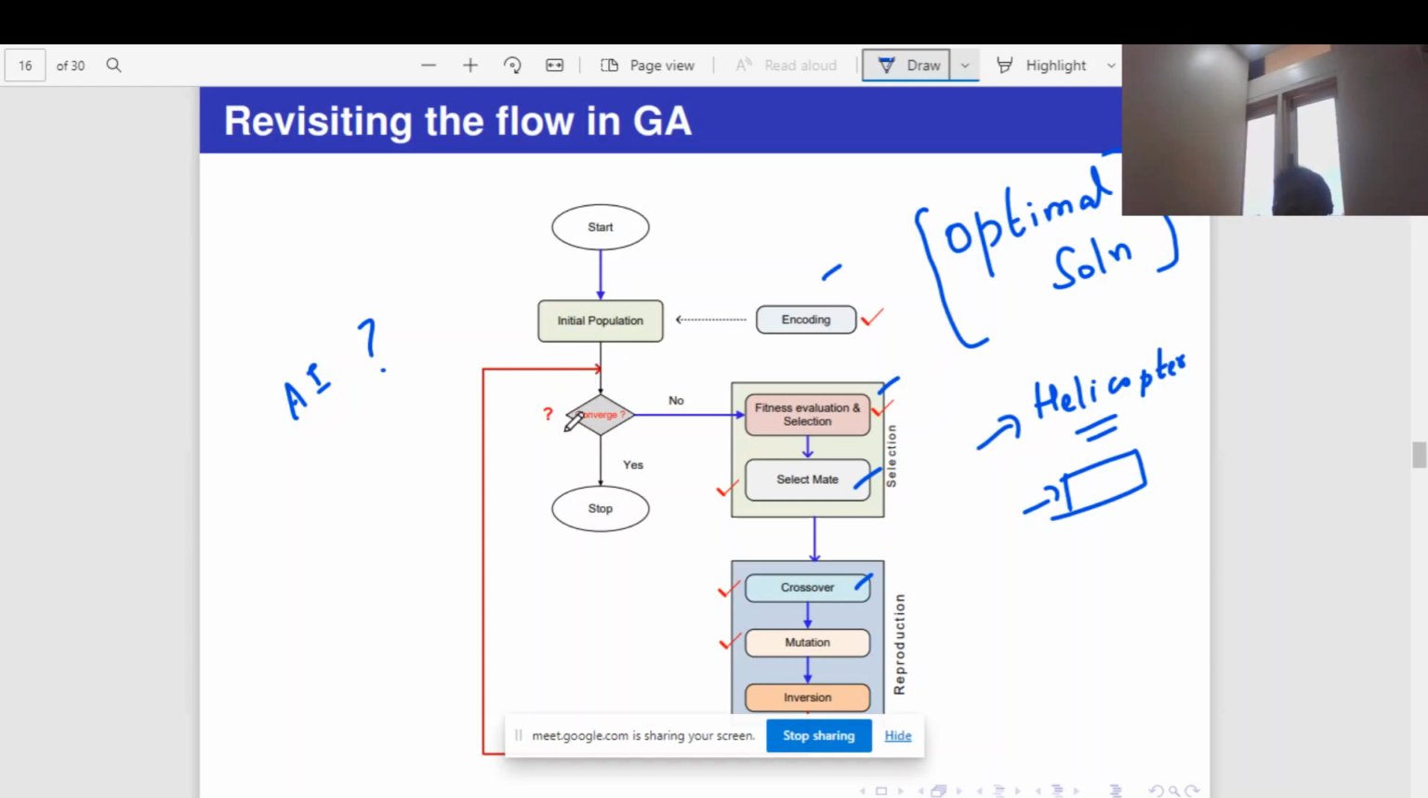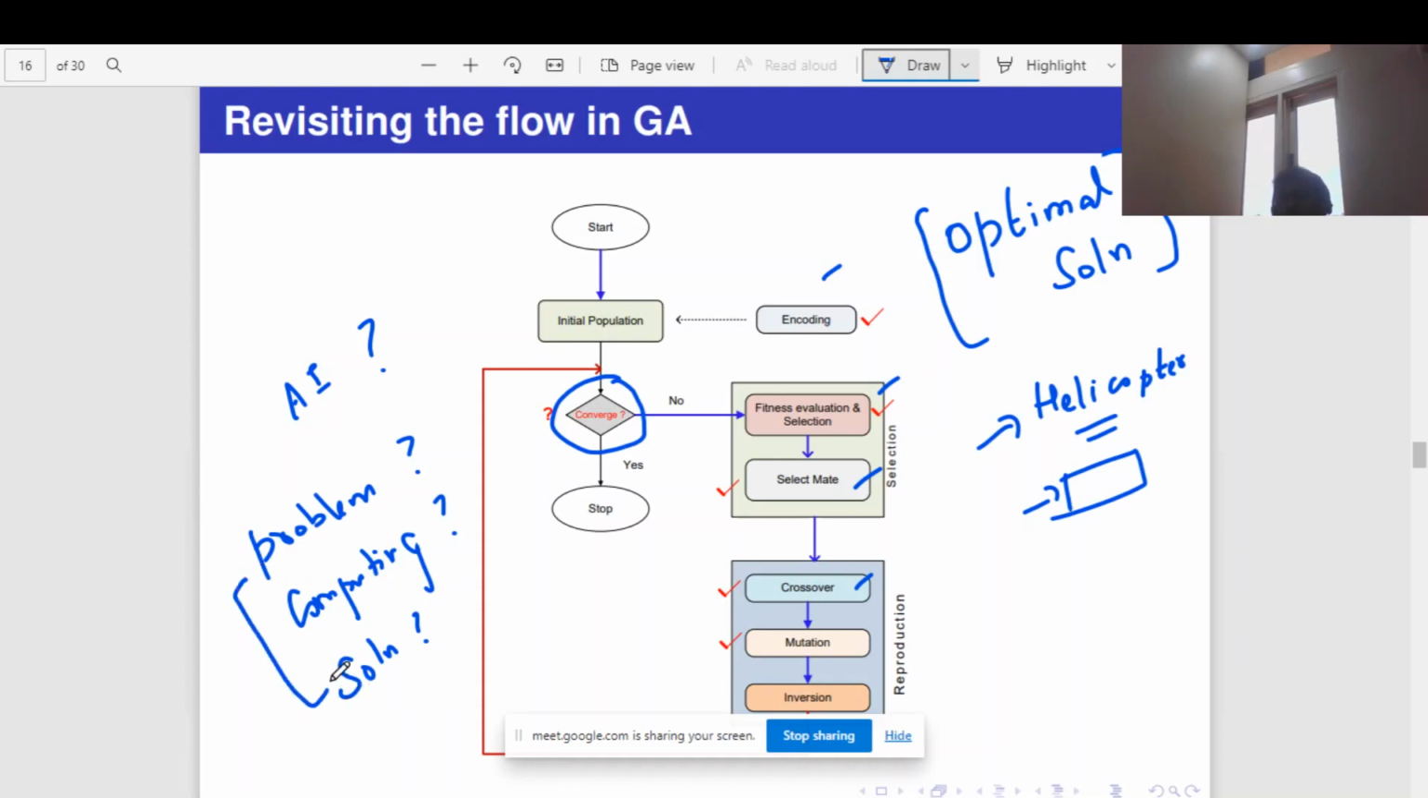So when to converge? It actually depends on so many factors. It depends on what type of problem it is, how complex it is, how much computing power we have, and what type of solution we are expecting, how good a solution we want. In which field are you applying the problem? Sometimes the field may be very critical, and you want a very accurate solution. You cannot compromise. But in certain cases, we may compromise. Any reasonably good solution will be fine. So based on these factors, the convergence criteria will be decided.